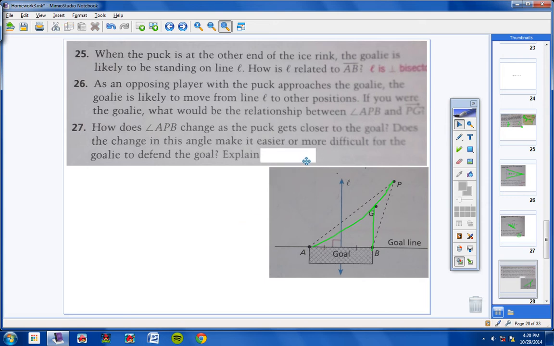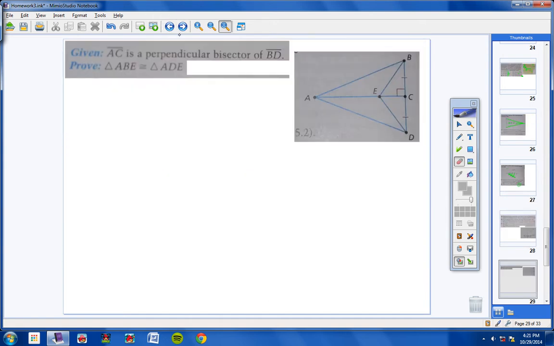Okay, so let's go over that again. The angle as the puck gets closer is going to increase, okay, and it will become more difficult for the goalie to defend the goal. Okay, all right, moving on to number 28.